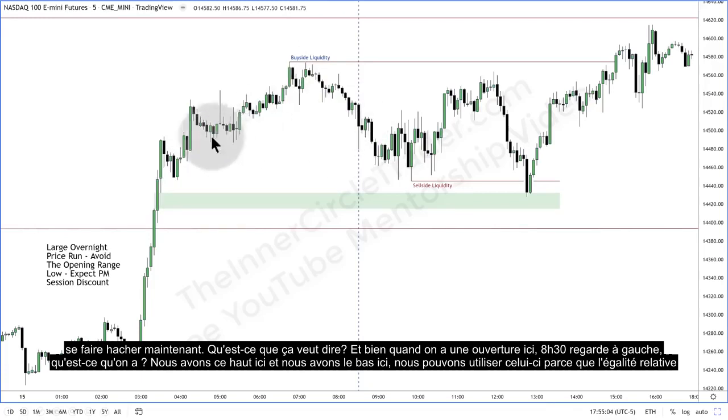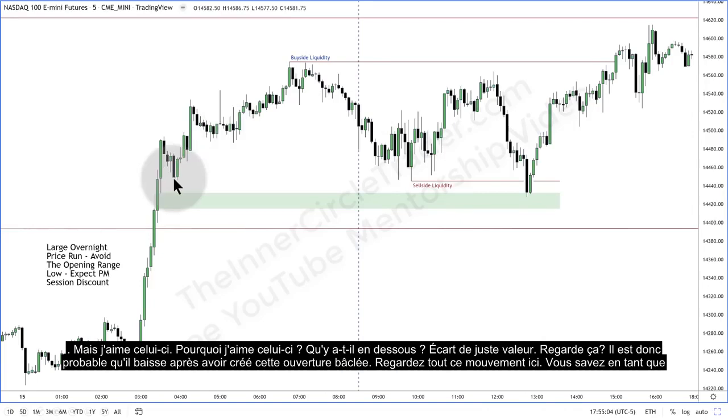We can use this one because they're relative equal, but I like this one. Why do I like this one? What's below it? Fair value gap. See that? So it's likely to trade down after it creates this sloppy opening. Look at all this movement in here.